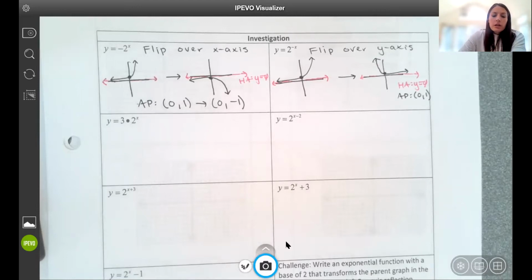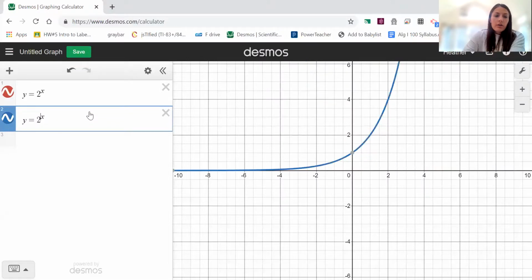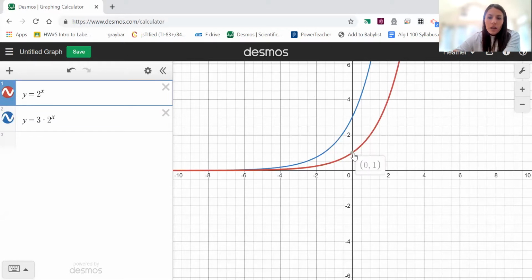So let's go back to our Desmos, get that out of there. So there's my parent function. And if out front I do 3 times, let's look at what happened. So it's still approaching 0, it's still growth here. And what happened was my anchor point went from (0, 1) to (0, 3). Okay, my y-intercept shifted.